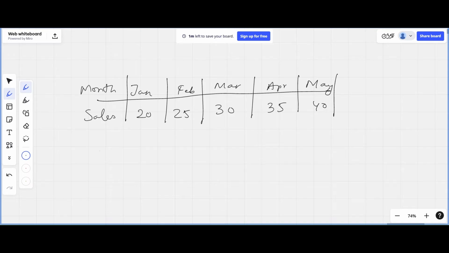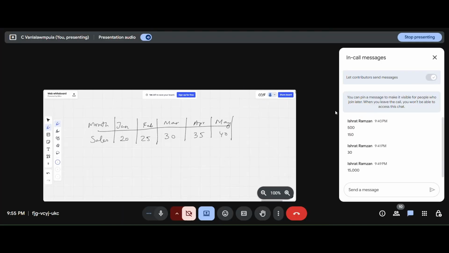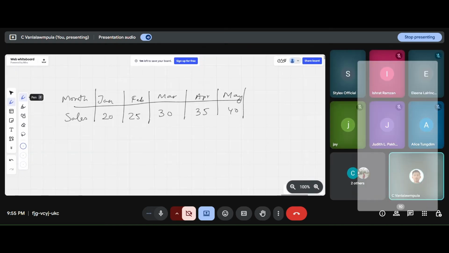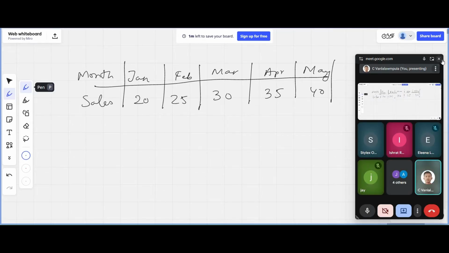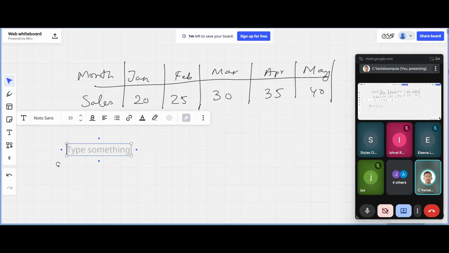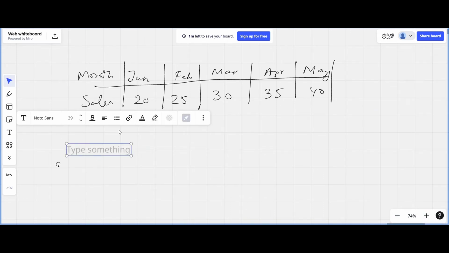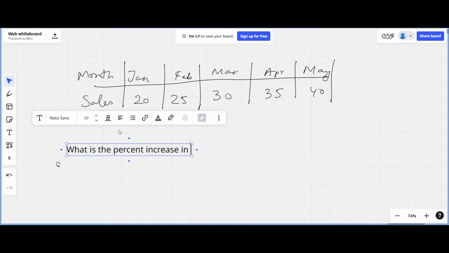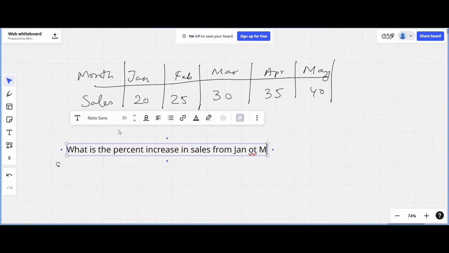You'll get this from the question. And now let's solve it. The question will be like this: What is the percentage increase in sales from January to May? Okay, they're asking that.